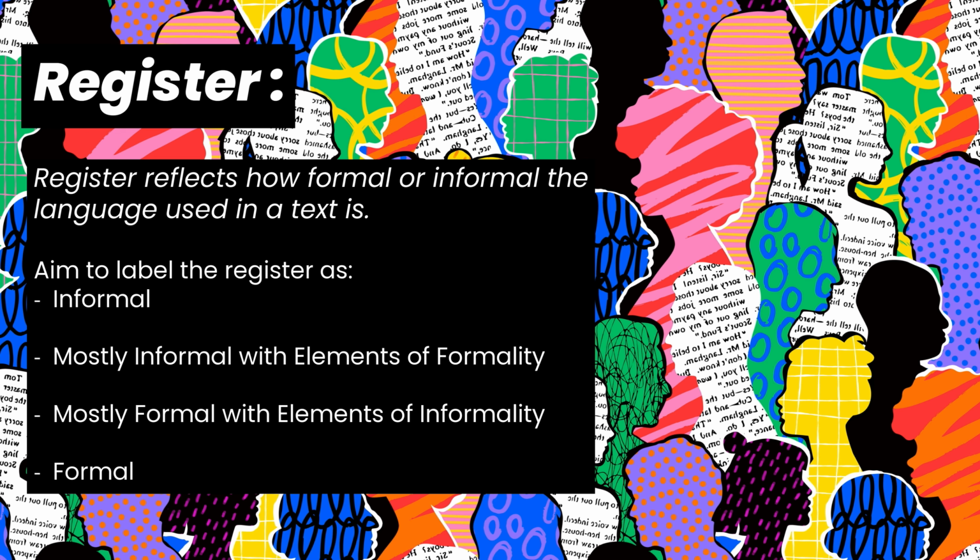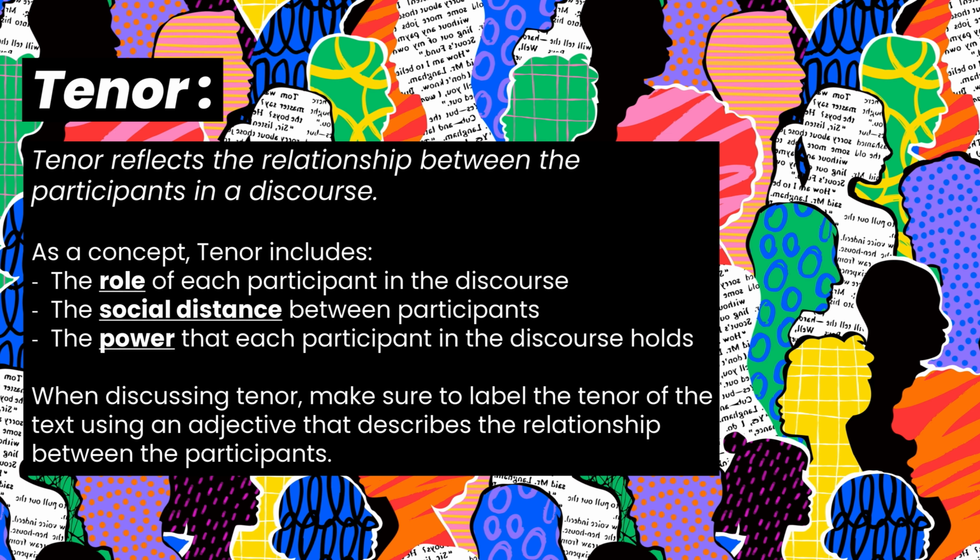Now, it's important to remember that register exists on a continuum and it's used to reflect how formal or informal the language used in a text is. When we're thinking about labeling register, we can label the register as informal, mostly informal with elements of formality. If it's flipped though, and the register is mostly formal, but you can see some little peaks of informality, then the register might be mostly formal with elements of informality. And for texts that predominantly use those formal language features, our register is formal. Next up in FIRTAC is tenor.